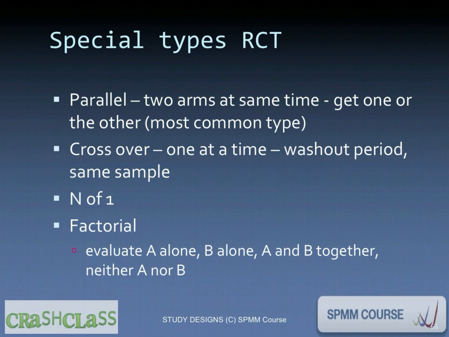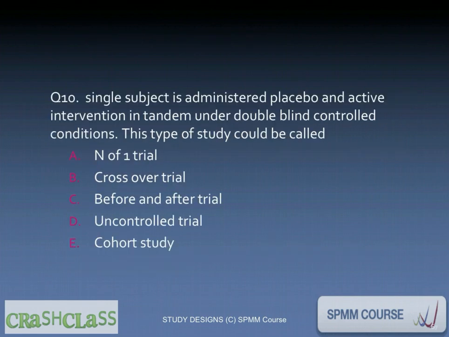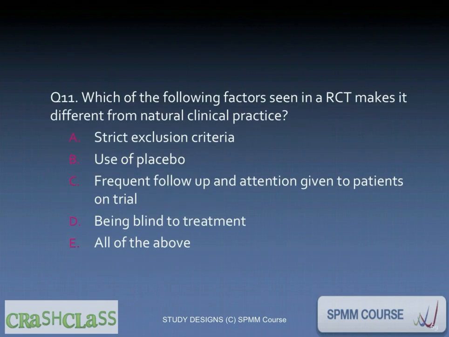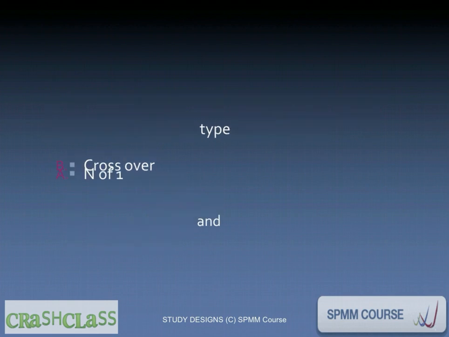This is called N-of-1. What is factorial? In the factorial RCT, let me see if I have any slides for factorial RCT. I don't. So in a factorial RCT, what happens?